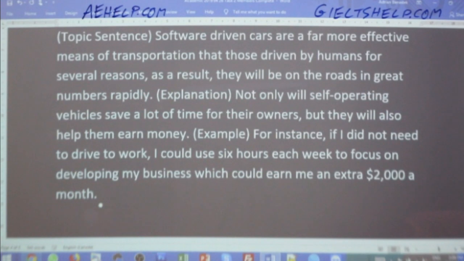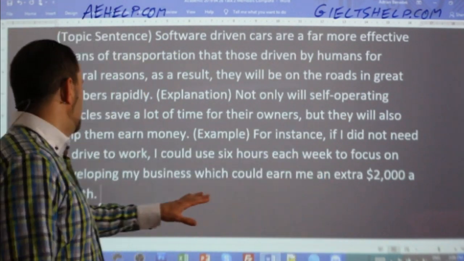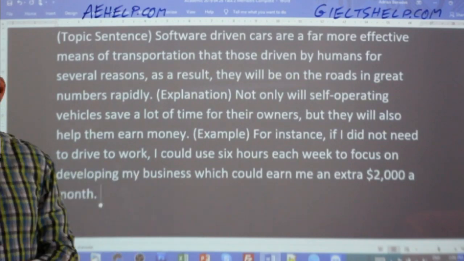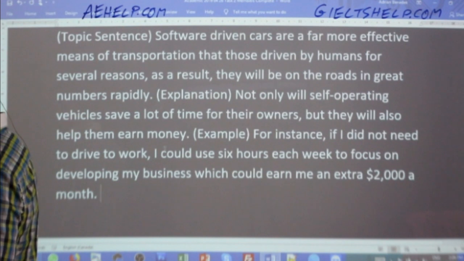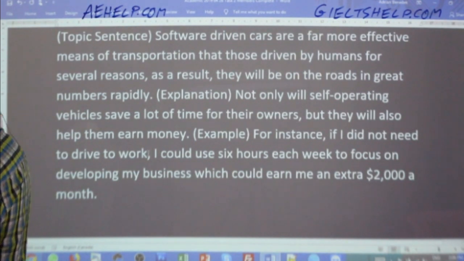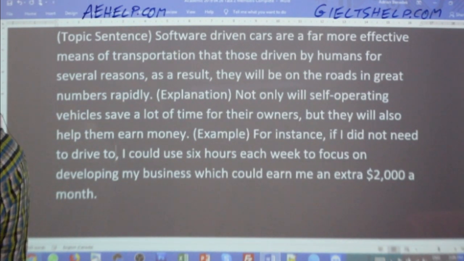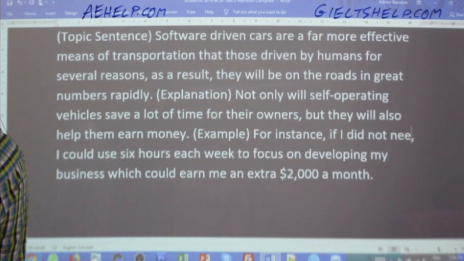I have my example ready. For instance, if I did not need to drive to work, or that doesn't make too much sense, right? Because we're not talking about not driving to work. So let's clear that up. So while you're writing, I'll make that better.